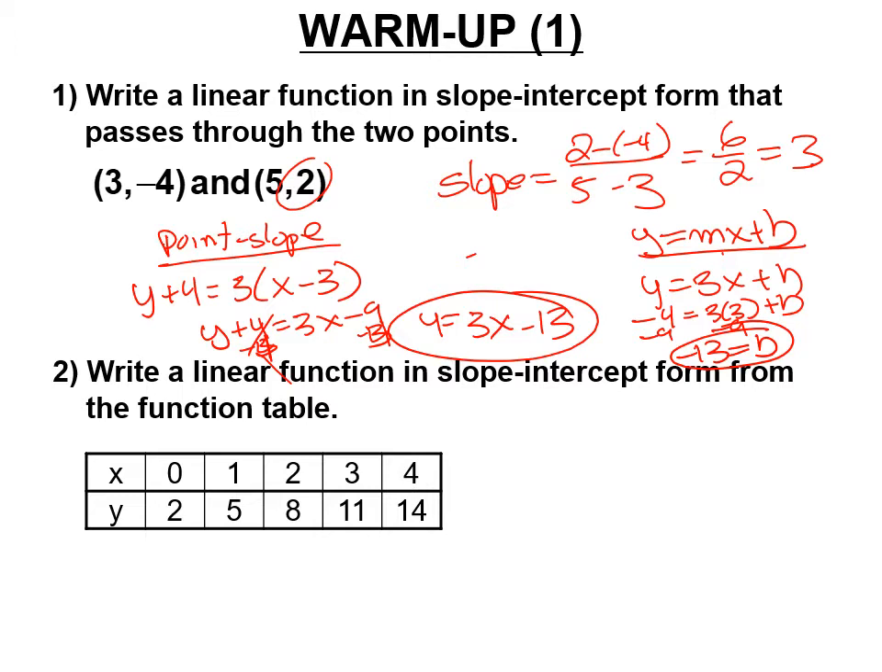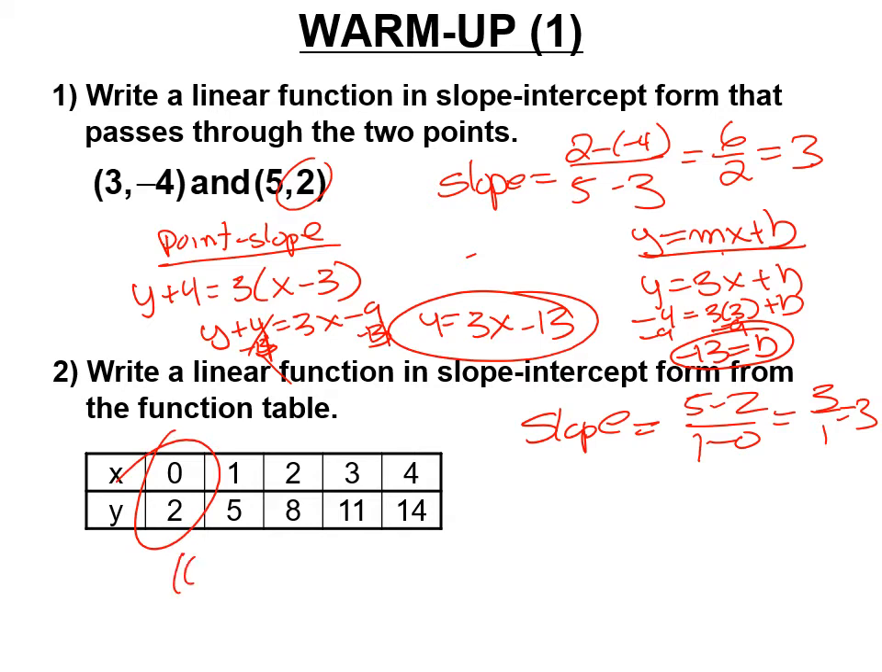Okay, so I'm going to use the second method on this one. So I'm going to find the slope. I can use any 2 points. Remember, it's upside down in this type of table. So 5 minus 2 are my y's, 1 minus 0 is my x's, and you get 3 over 1 is your slope, right? Now, in this one, what do you see? You have an x equals 0. 0, 2 is the y-intercept. So y equals 3x plus 2 is the answer, okay?